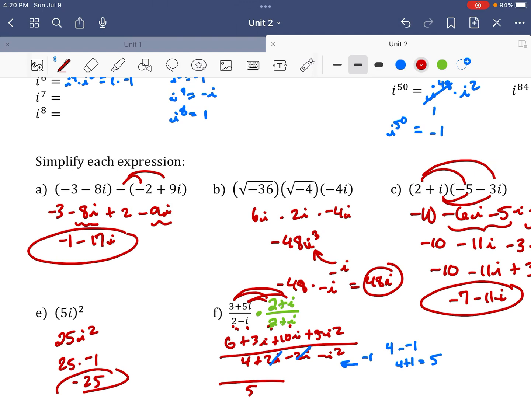At the top, I'm just going to clean up. I got 6. I'm going to clean up over here. 6. I got plus 13i. And then I have plus 5i squared. So that's plus 5 times negative 1. So really, that's going to be a negative 5. So I have 6 minus 5 is 1, and then plus 13i. So it may not look better, but there is no i in the denominator, and that's the goal. All right, that's it.